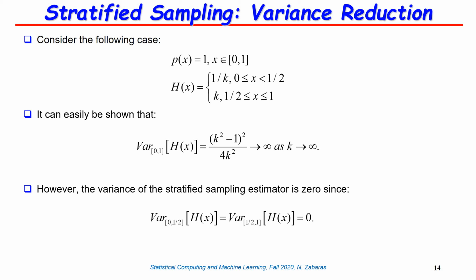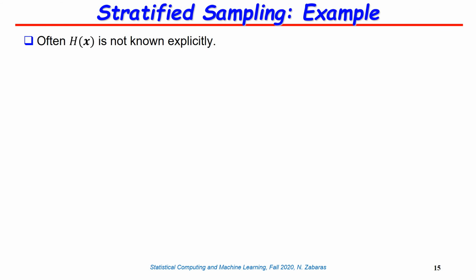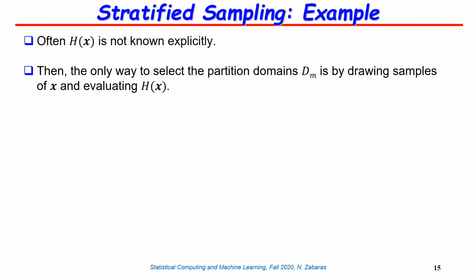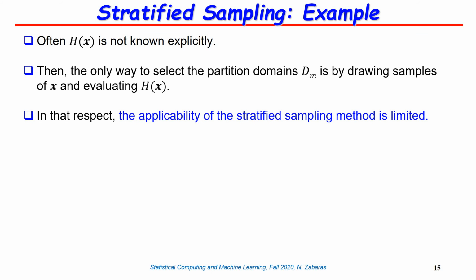So you're going to have to make lots of assumptions to only sample from domains where you know they contribute to your overall variance, and not sample in other regions where the contribution may be 0. In high dimension this is an issue. More generally, this H of X a lot of times is not directly known explicitly, which means the only way to select the partitions DM that we saw in the previous slide is by taking samples of H of X. As I mentioned, sampling H of X in high dimensions is prohibitive. So implementing these ideas of stratified sampling in high dimensions does not seem to be a practical method, and that's why you're not going to see it in many applications.